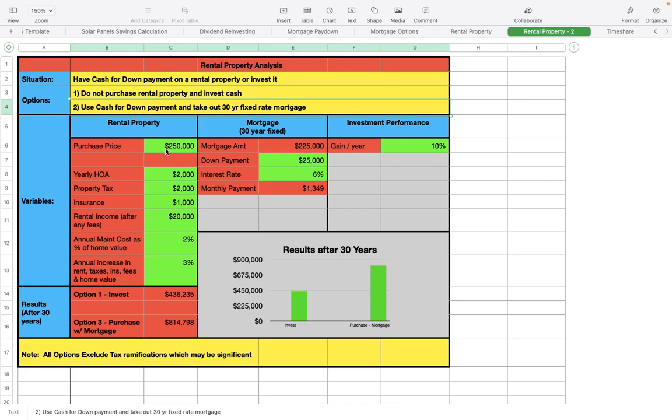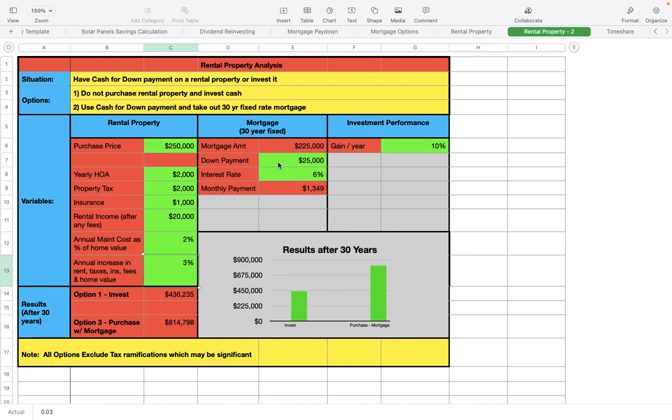So the different variables here, the fields in green, would be the purchase price of the rental property, any fees like HOA, property tax, insurance, your rental income after any fees, how much it costs you to maintain the home, and any annual increase in rent, taxes, insurance, fees, and home value. I just lumped those all together.